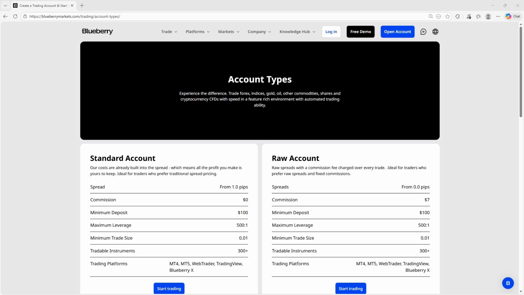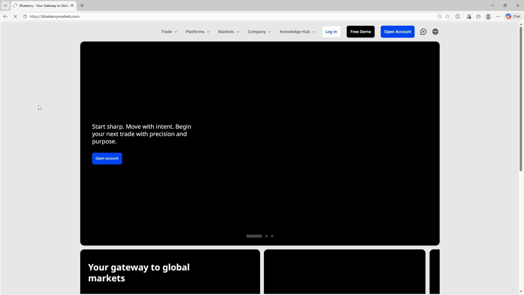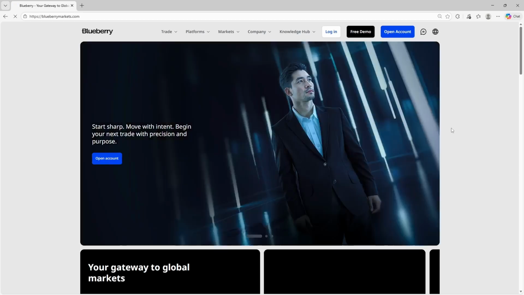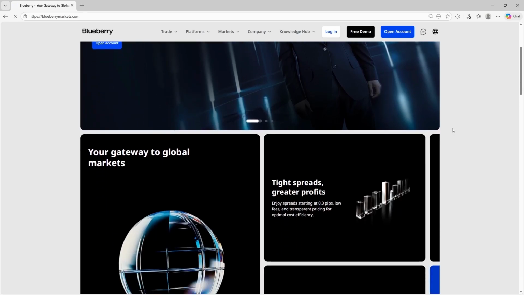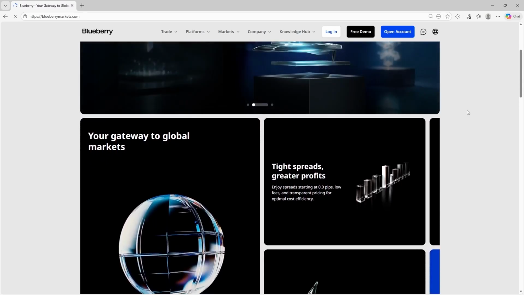Importantly, both accounts maintain the same leverage limits, minimum trade sizes, and instrument access, so traders are choosing pricing style rather than being locked into different trading conditions. Feature-wise, Blueberry strongly emphasizes platform flexibility and execution quality. Traders get access to MetaTrader 4, MetaTrader 5, WebTrader, TradingView integration, and Blueberry's own proprietary Blueberry X platform.